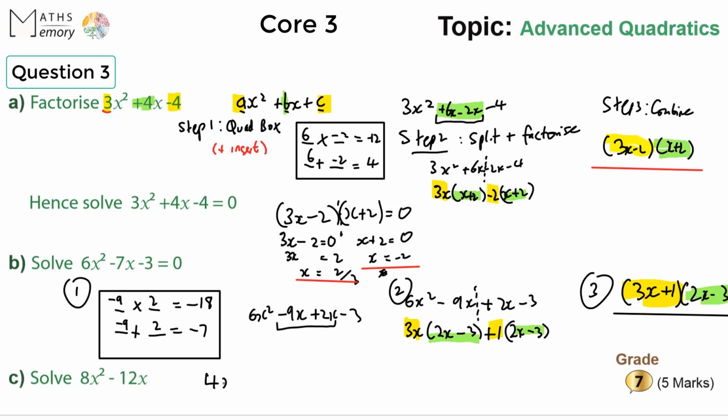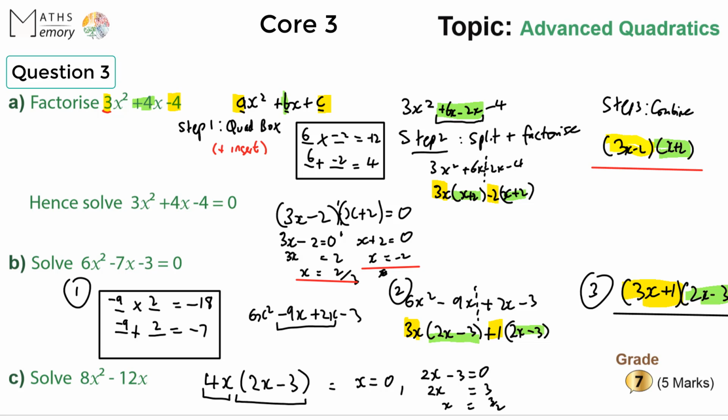We'll take 4x outside. This will be 2x minus 3. Okay, now if there's an x, these little boxes help us. So there's an x outside. Doesn't matter if it's 4x or if it's x by itself. X equals 0 will be one solution. 2x minus 3. Well, you could do it like this if you wanted to. 2x minus 3 equals 0. 2x equals 3. X equals 3 over 2.